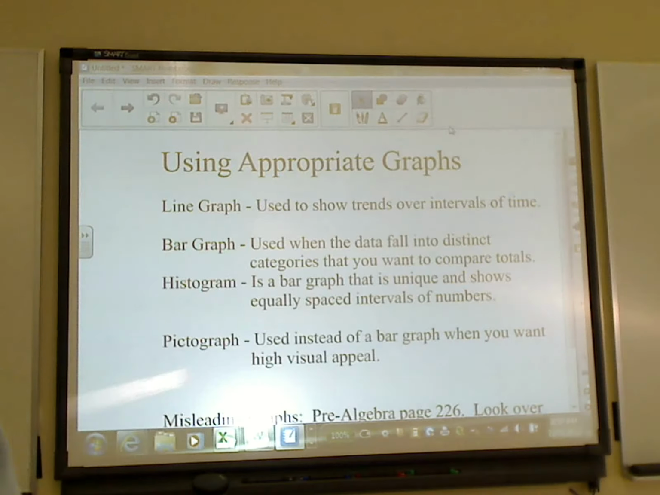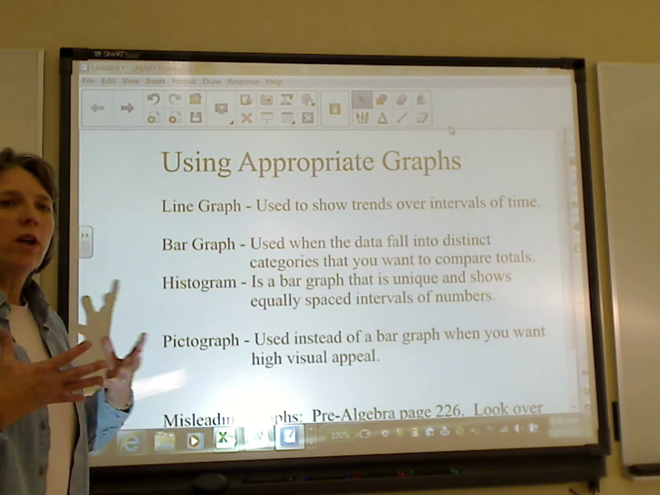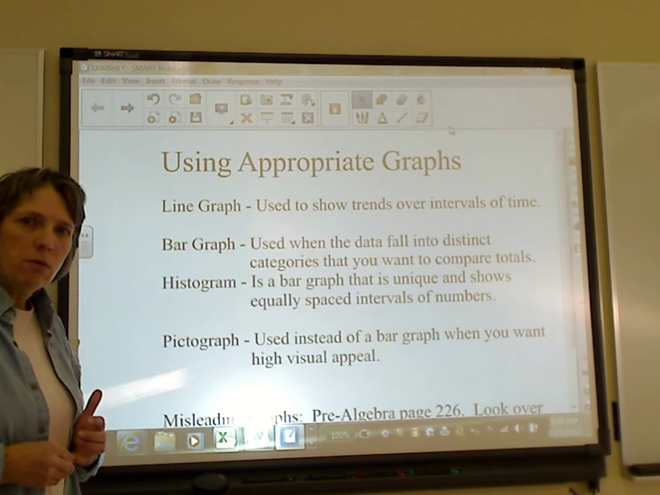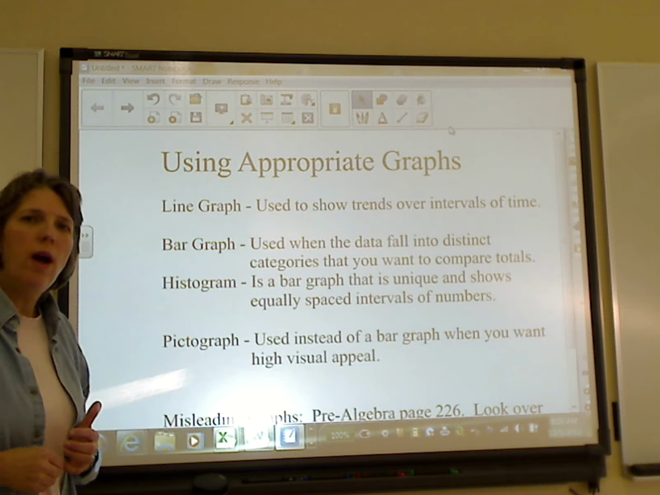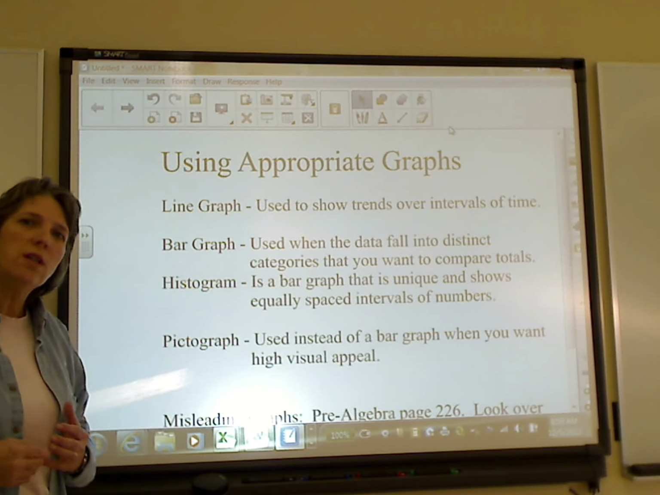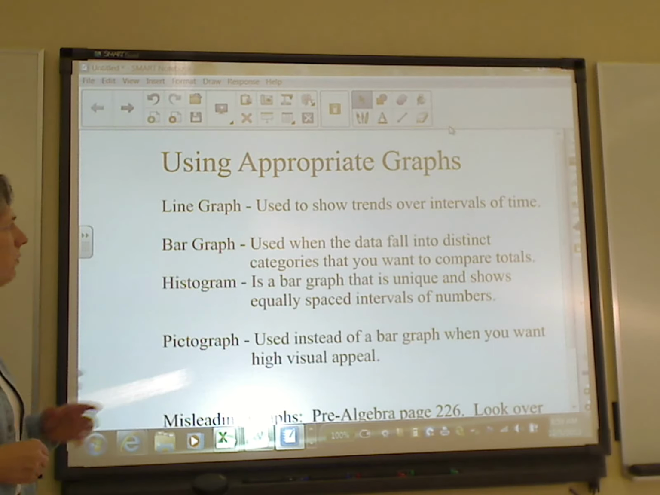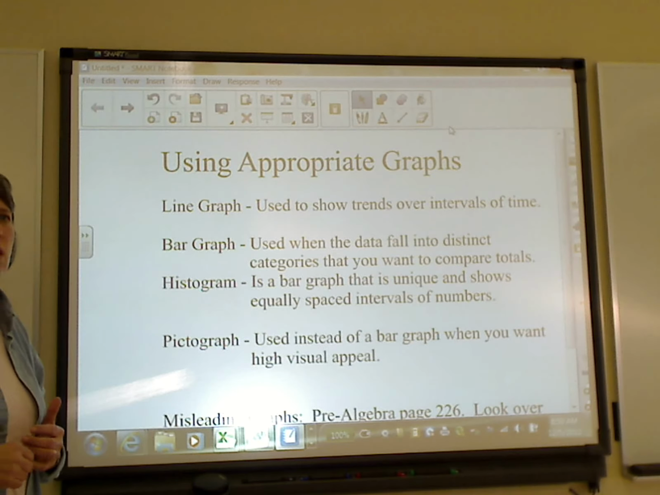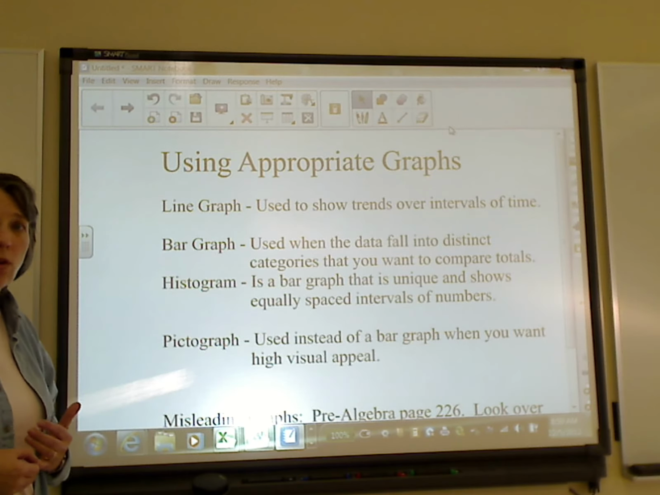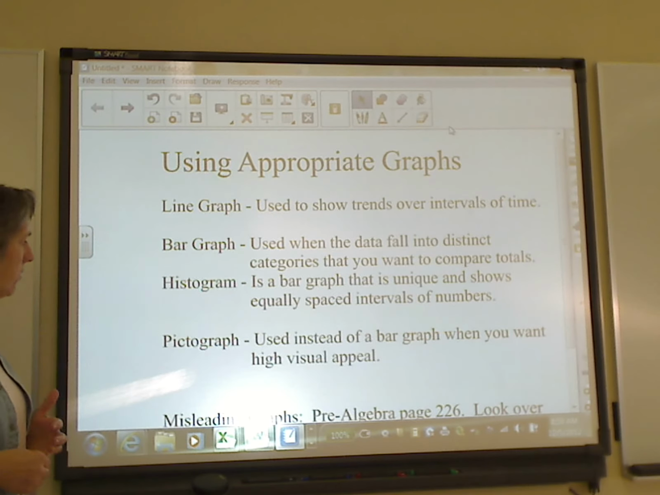Today we're talking about graphs in chapter 5, and you're going to look at the whole chapter to see what kind of graph you want to create next week. But first you have to have an understanding, so you do need to take some notes during this video. You have to decide which type of graph you're going to use, and it depends on the information that you're going to research. There's several different types of graphs.